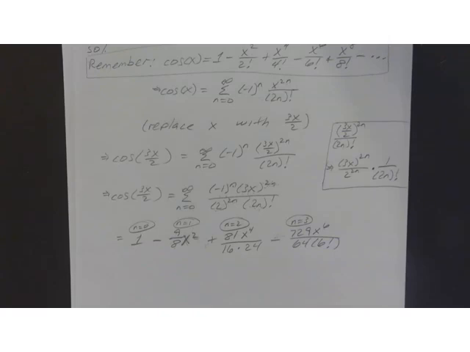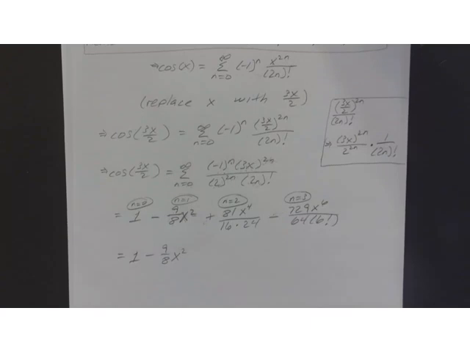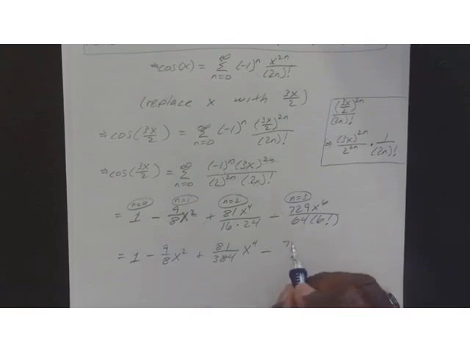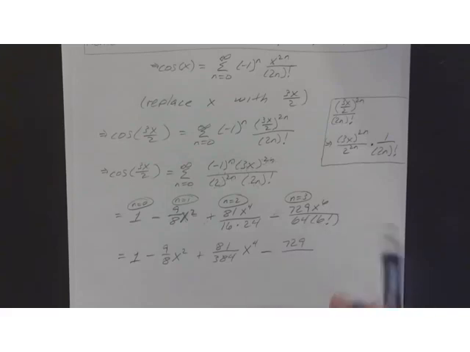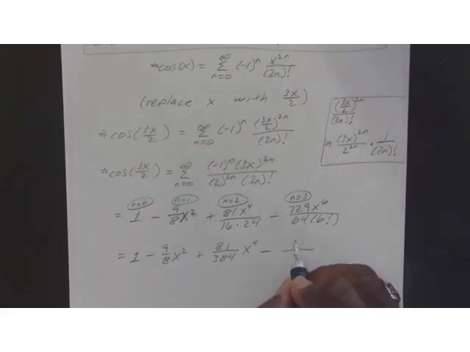Okay, so if we simplify each term, at least the ones that need to be simplified, we have 1 minus 9 over 8 x squared plus 81 divided by 384 times x to the 4th power minus 729 divided by 64 times 6 factorial. We can just go ahead and simplify that. It ends up simplifying to 81 divided by 5,120 times x to the 6th power.